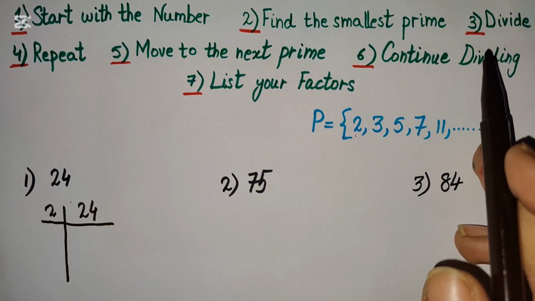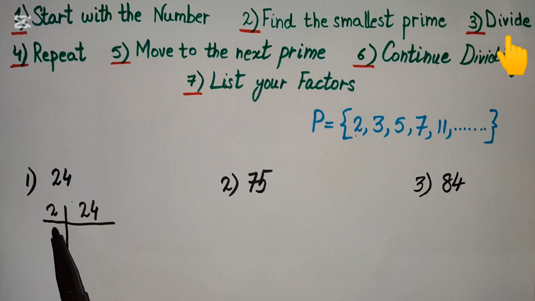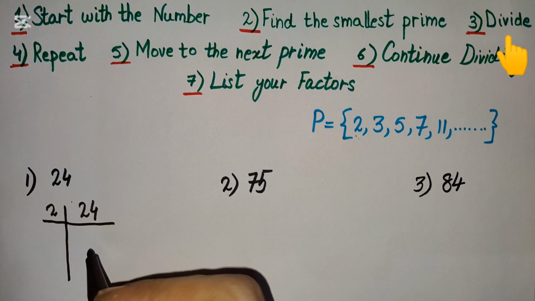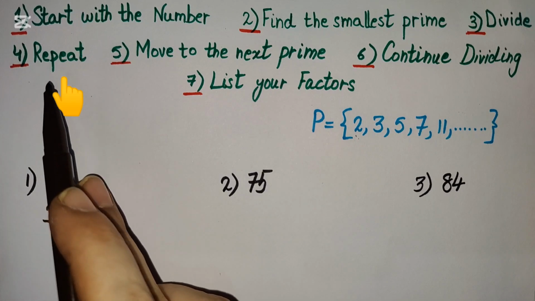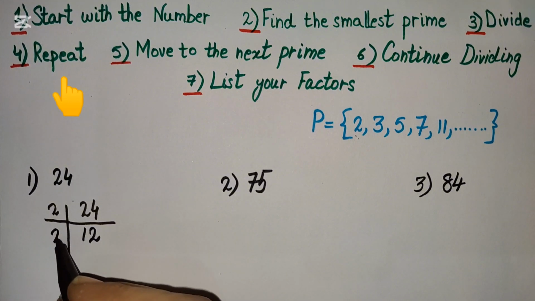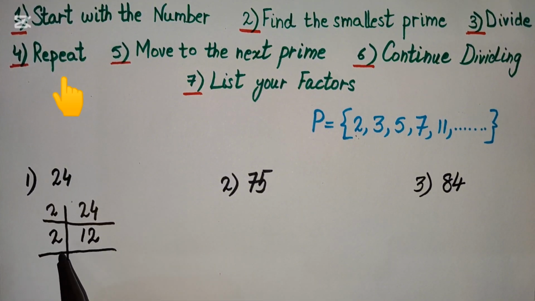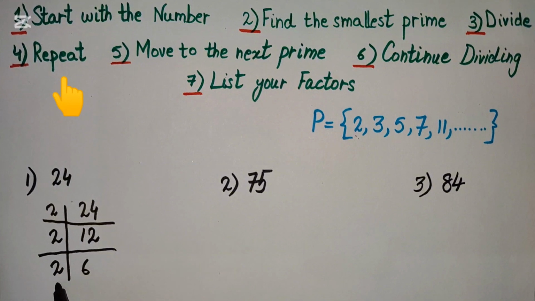Third step is divide. If the number is divisible by 2, divide it. Write down the result. So we know that 24 divided by 2 we will get 12. Fourth step is repeat. Continue dividing by 2 until it's no longer divisible. It means 12 is also divisible by 2. So we know that 2 sixes are 12. 6 is also divisible by 2, so we will write 2 here again. And we know that 2 threes are 6.